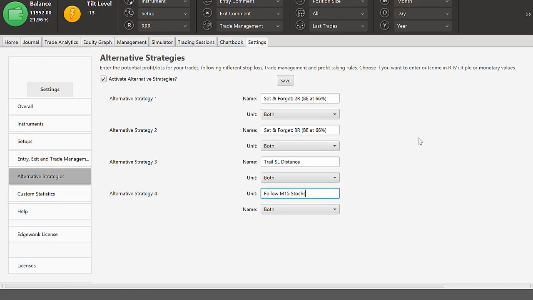So these are the approaches I'm testing at the moment. Feel free to test them as well. I recommend especially that you test these two here. What you are already testing by using the journal is how you would perform if you always took profit at the next pivot. Now you are testing how you would perform if you always take profit after 2R or after 3R with a reasonable break-even strategy to let price breathe a bit.